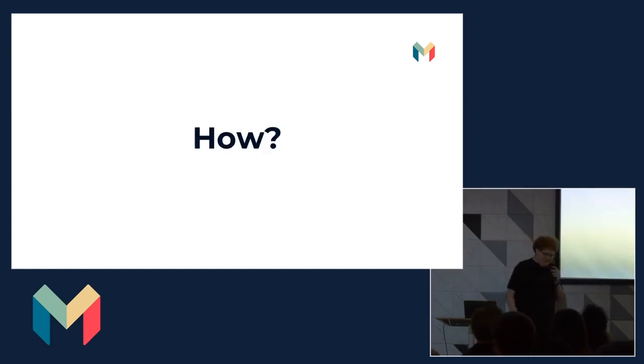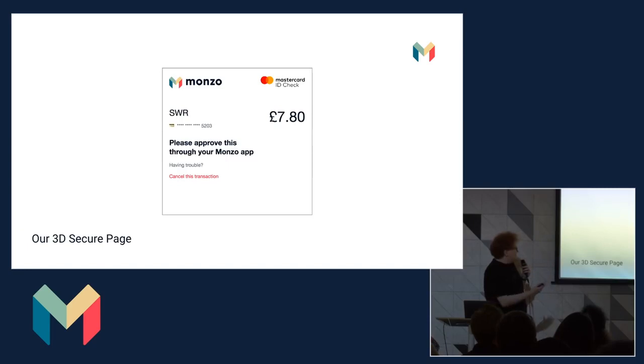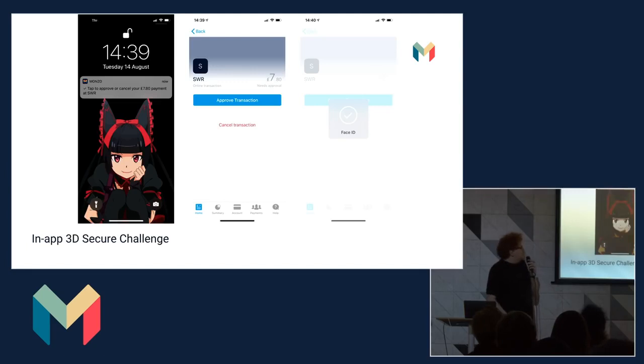So how are we doing this? You saw the page before. We're not doing passwords. This is the page that you will see when you are trying to make a purchase and the merchant requests additional security. You may also see a text message code box, but in general, this is what you'll see. Please prove this through your Monzo app. And if you open up your phone, you'll see something that's a bit like this.